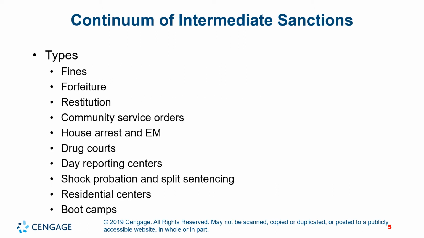The continuum of intermediate sanctions can range widely from being forced to pay a small fine to being placed in community corrections facilities. And they can run the gamut from everything including fines, forfeiture, restitution, community service orders, house arrest and electronic monitoring, which is EM, drug courts, day reporting centers, shock probation and split sentencing, residential centers, and boot camps.